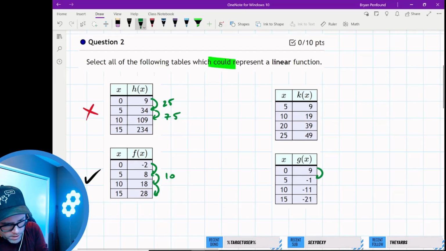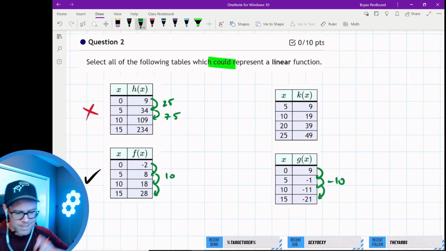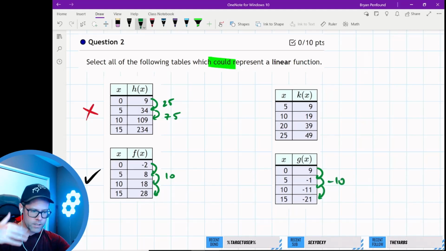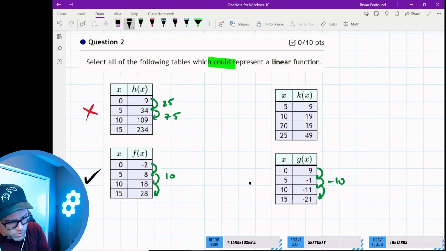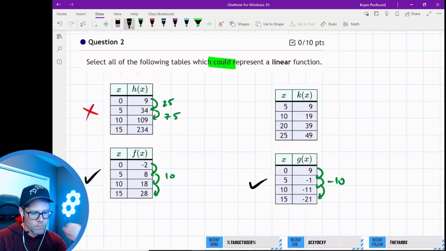That's okay, they don't have to increase all the time, as long as it's consistent. So these are all decreasing by 10s, so this one should be okay as well. I'm not excited about this last one.